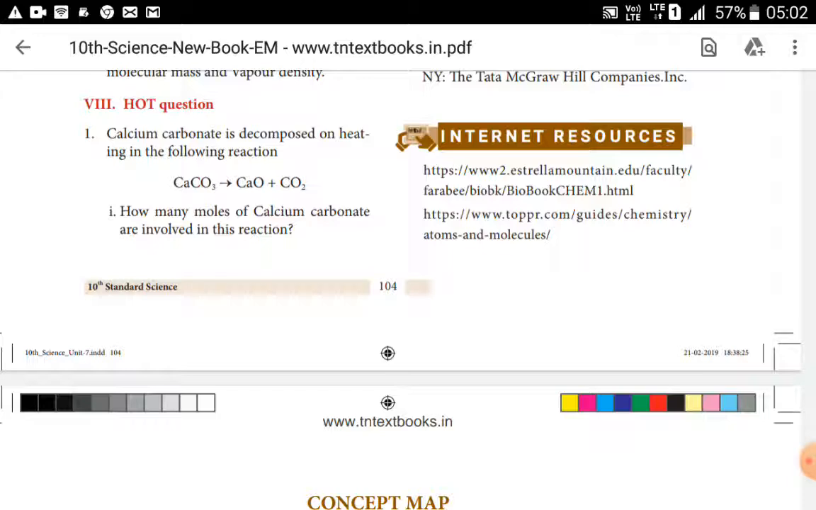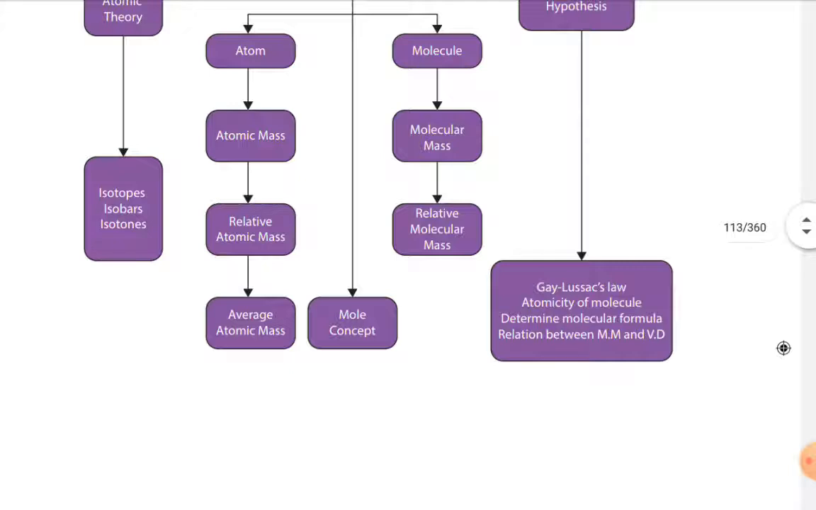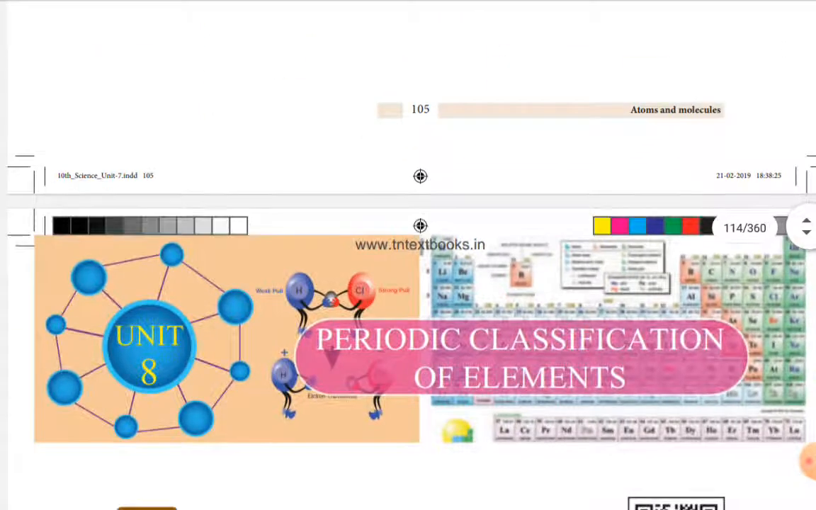How many elements are in the modern periodic table? So you know very well there are 118 elements in the modern periodic table. More or less 94 elements are naturally occurring. The remaining elements are artificially prepared.